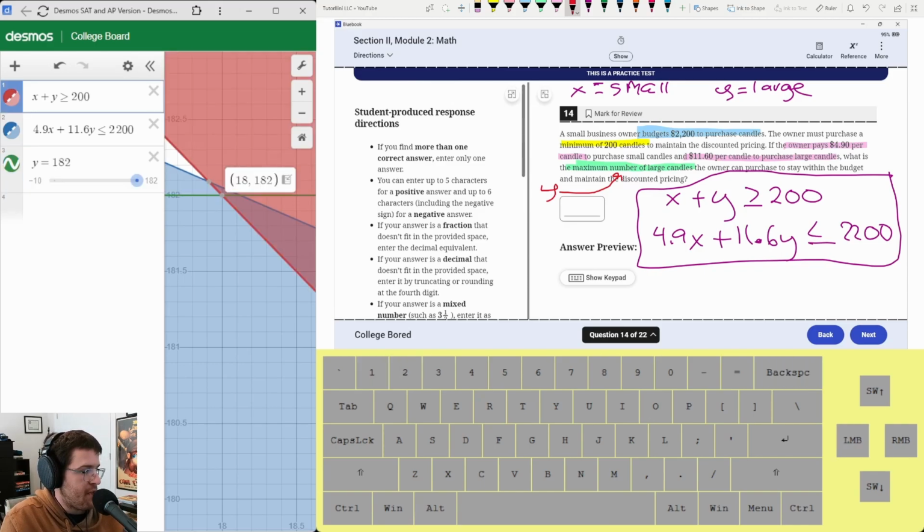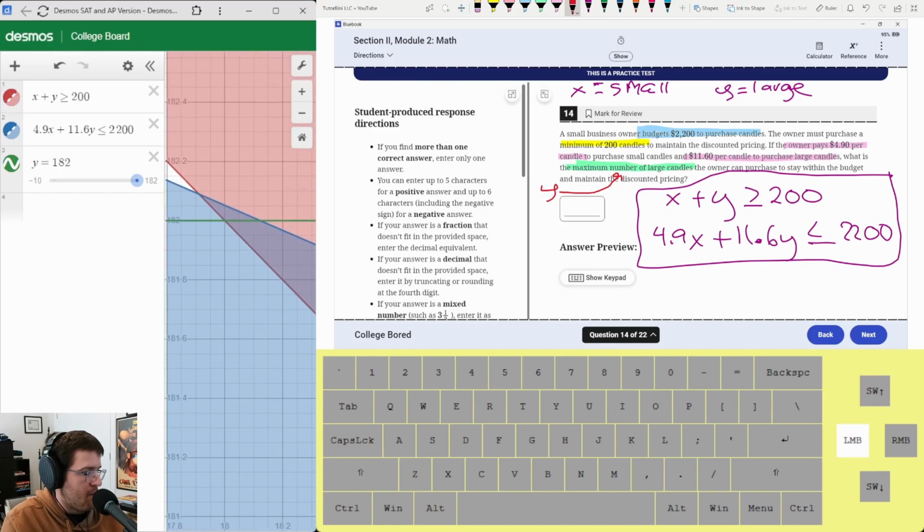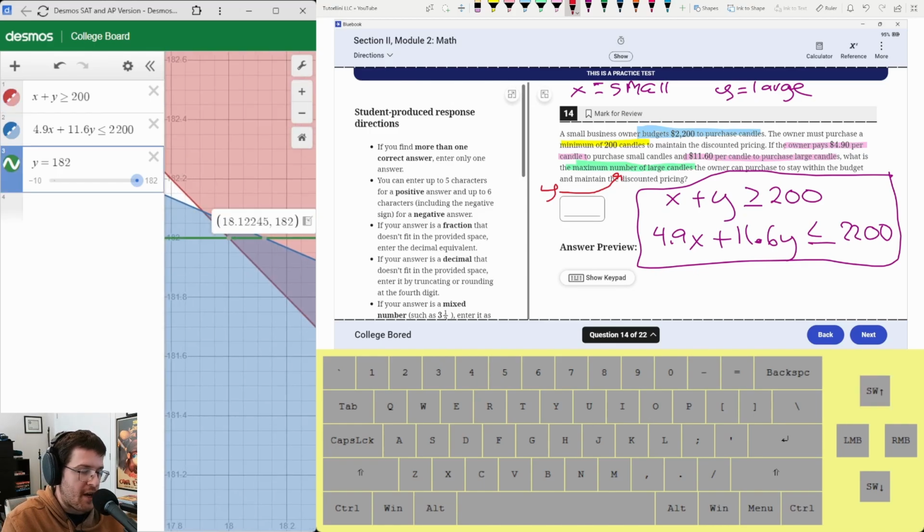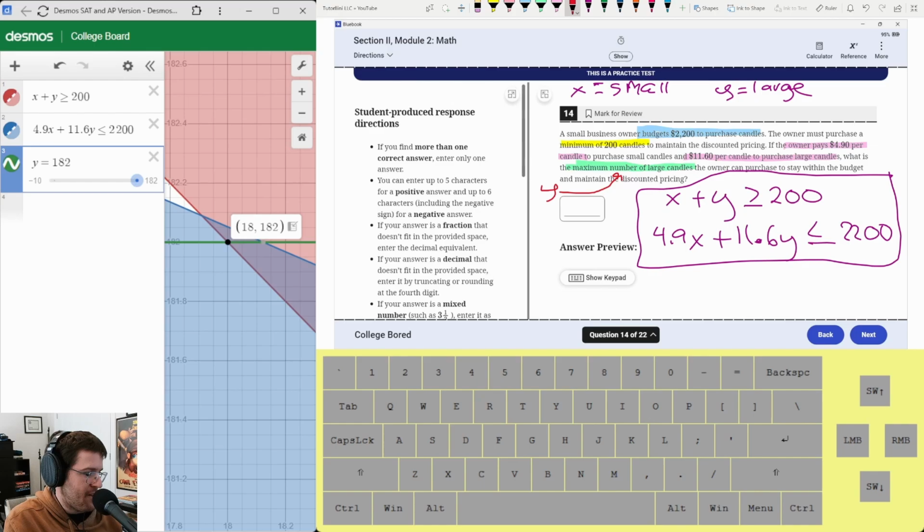And we'll see if we get a point in there that gives me an integer value for x and y. Well, according to these two points, when y is 182, x must be between 18 and 18.12, inclusive, because those lines are solid. Well, 18 is an integer, and 18 is between 18 and 18.122, inclusive. So this point here is probably our answer.